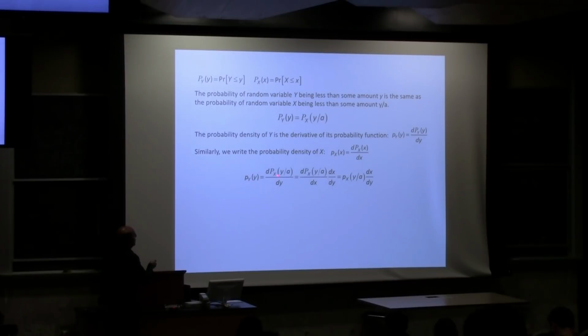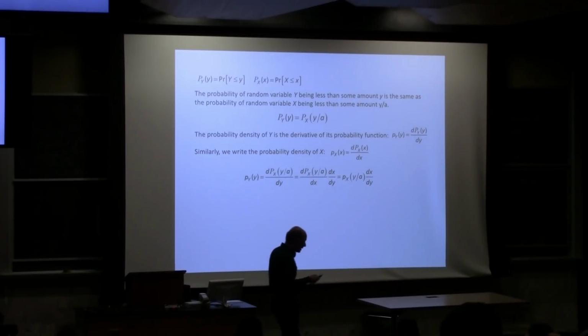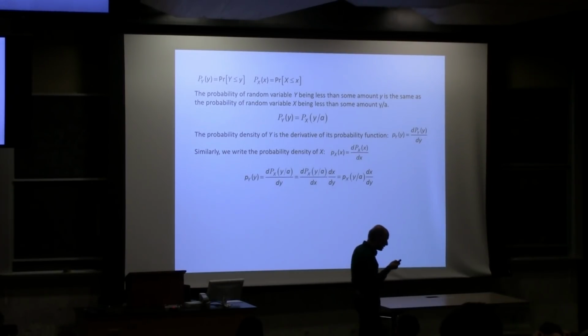The probability of y is the same as the probability of x with respect to y because of this equation. So I just replace the numerator with this. And then we use the chain rule. We first find its derivative with respect to x, and then we find the derivative of x with respect to y. And when I do that, I see that the derivative of this with respect to x is just this, where I've replaced x with y over a, times dx/dy. So what's dx/dy? If y is equal to ax, what's dx/dy?